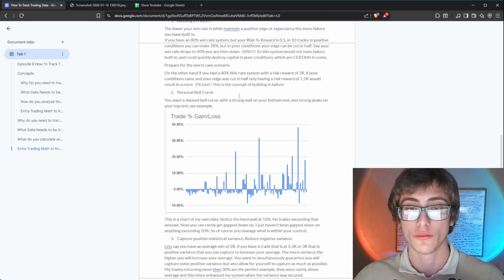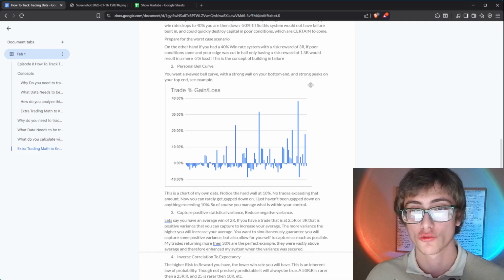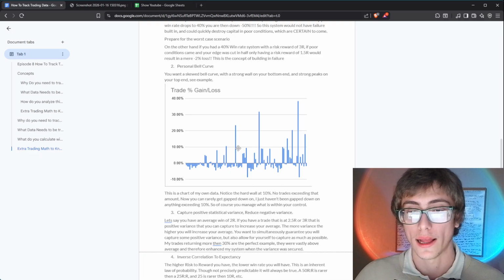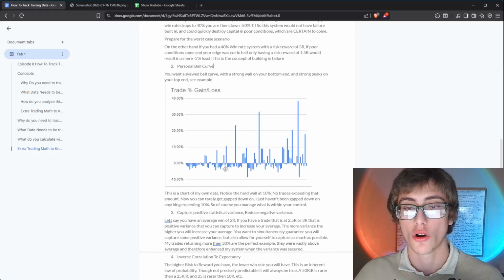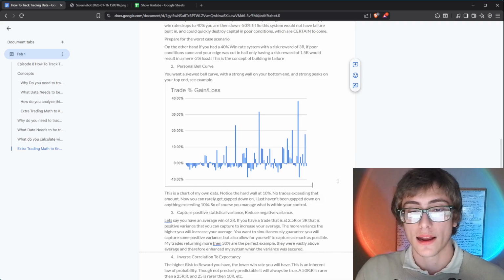You want a skewed bell curve with a strong wall on your bottom end and strong peaks on your top end. So below is an example, a chart of my own data. So notice the hard wall at 10%, right? Most of my trades are under 5% loss, but you can see there's a hard wall at 10%. So I have no trades exceeding that amount.